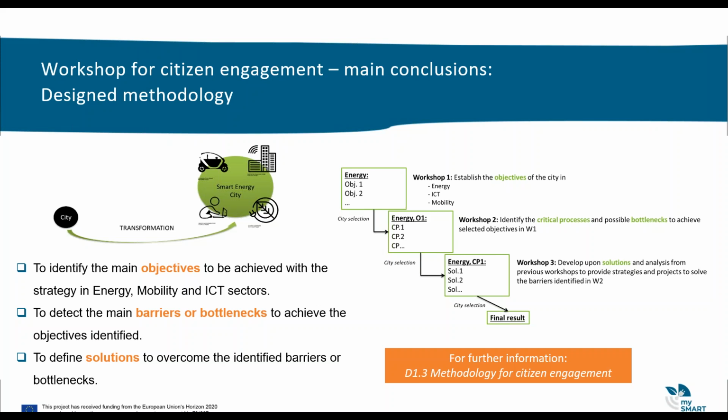The methodology we designed is flexible to be adapted also for a city that's starting from scratch or to a city that has an advanced strategy or a transformation process already begun. It's a cascade methodology of 3 workshops. In the first one, you identify the main objectives to be achieved with the strategy. In the second one, to detect the barriers or bottlenecks to achieve the objectives identified. And in the third one, you define the solutions to overcome the identified barriers or bottlenecks.